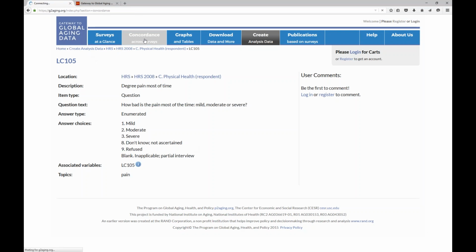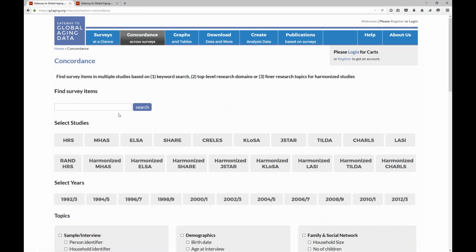Let's also look at another example for our concordance. And let's say we're interested in using some of the harmonized data. So let's say we're interested in looking at England and somewhere in Europe. So we'll use ELSA and SHARE.